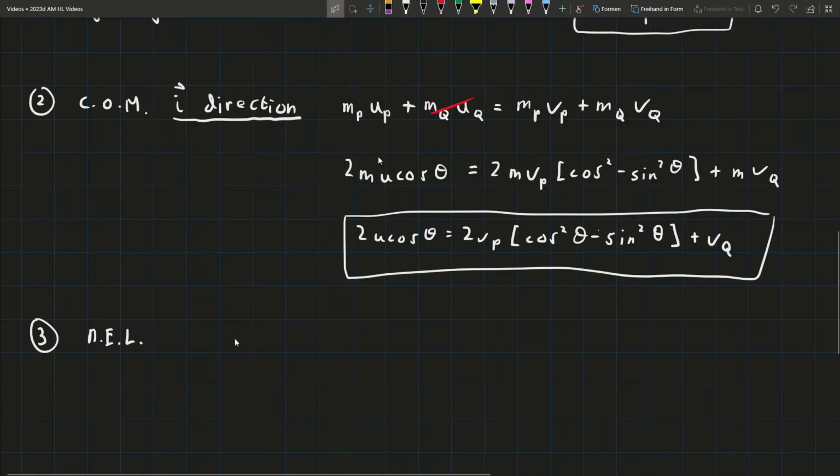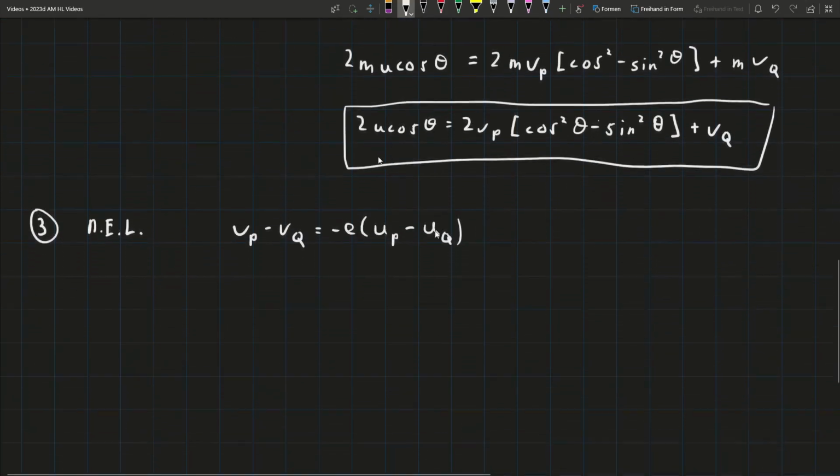So Newton's experimental law says that the relative velocity of P, or the velocity of P relative to Q, is going to be the coefficient of restitution times the initial velocity of P minus the initial velocity of Q, with the minus before the e to show that we're going the other direction. So we can just sub in the numbers.